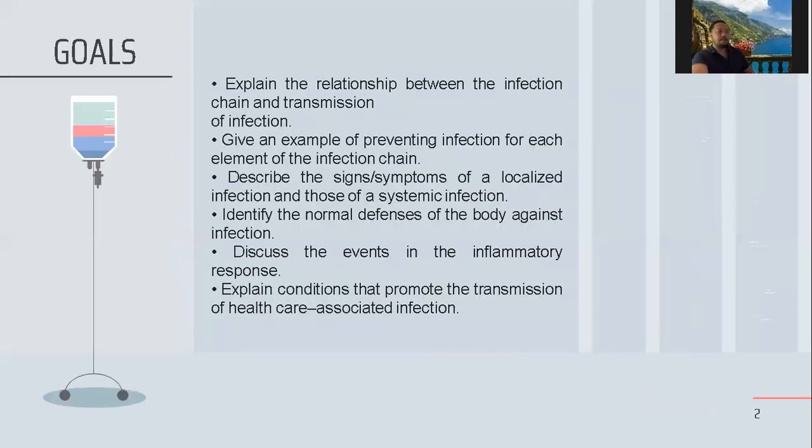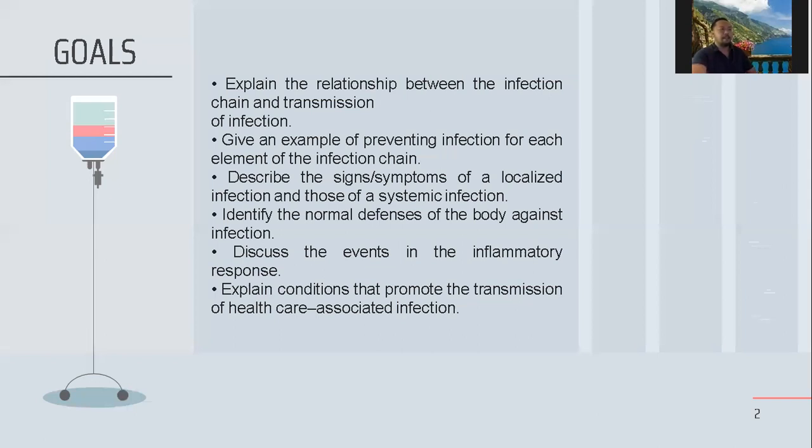So, mag-set muna tayo ng goals. For this topic, I am setting the goals to explain the relationship between the infection chain and transmission of infection. What else? Give an example of preventing infection for each element of the infection chain. Isa yun sa mga pag-aaralan natin, the infection chain. Then, give signs and symptoms of localized infections to those of persistent infection. Later on, i-discuss natin yan.